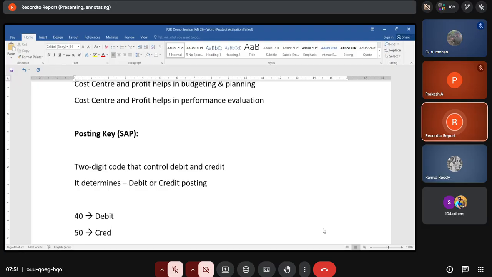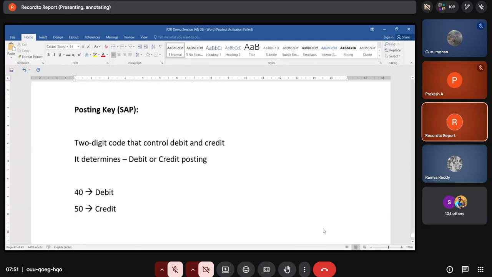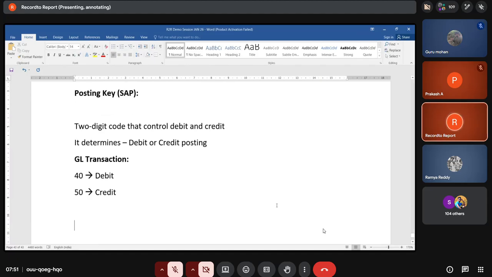What is the posting key? 40 for debit, 50 for credit. If you are processing a GL transaction, that is a general ledger transaction, and you update the posting key as 40, that indicates debit. If you update it as 50, credit. Is it clear? Understand, guys? Yes, bro.